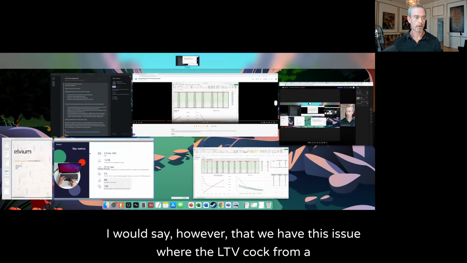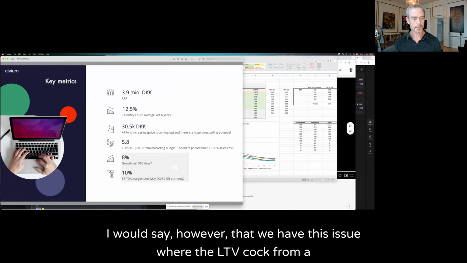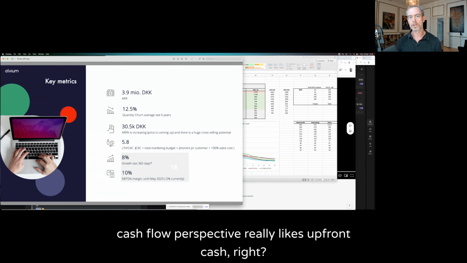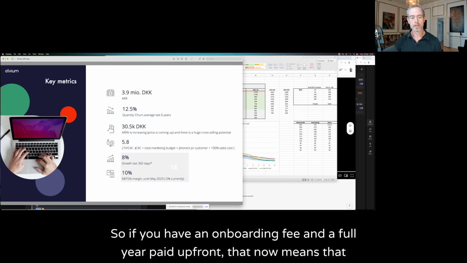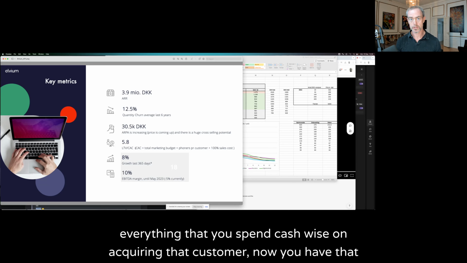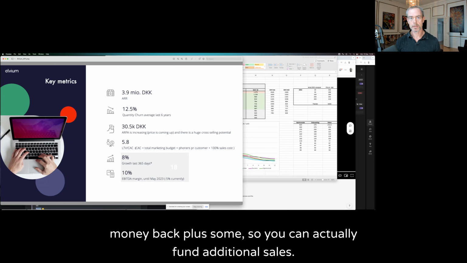I would say, however, that we have this issue where the LTV CAC from a cash flow perspective really likes upfront cash, right? So if you have an onboarding fee and a full year paid upfront, that now means that everything that you spent cash-wise on acquiring that customer, now you have that money back plus some, so you can actually fund additional sales.